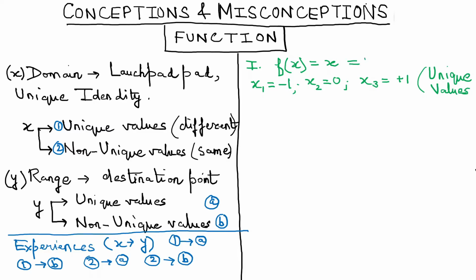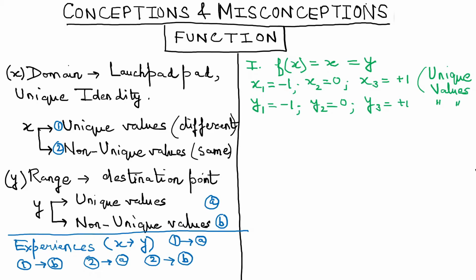And then let me say this is either equal to f(x) or y. So what is the first such range value that I'm getting from here? -1. What is the second such range value that I'm getting from here? 0. What is the third such range value I am getting from here? +1. So can I say even the range values are unique?